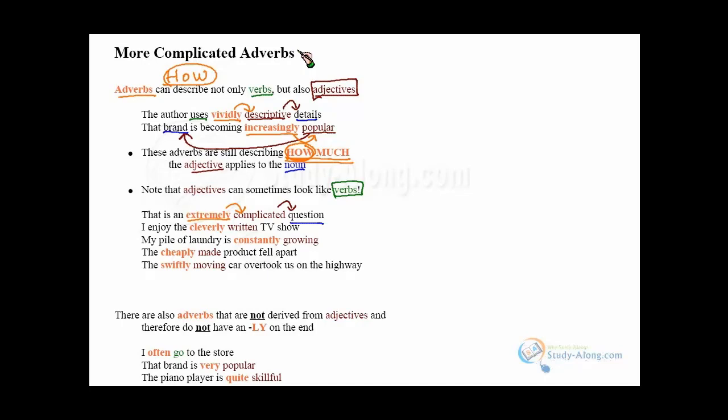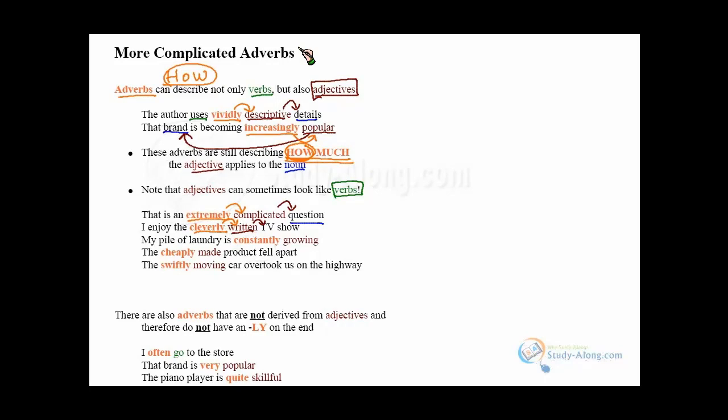All right, what about I enjoy the cleverly written TV show? Well, what kind of TV show do I have here? I have a written TV show. It's not an improvised TV show. It's one that's written. So that written is an adjective describing TV show, even though it looks like a verb. And it comes from a verb form. It's just that in this particular case, it's being used as an adjective to describe TV show. Now, how is the TV show written? It is written cleverly. So cleverly is an adverb describing the adjective written.